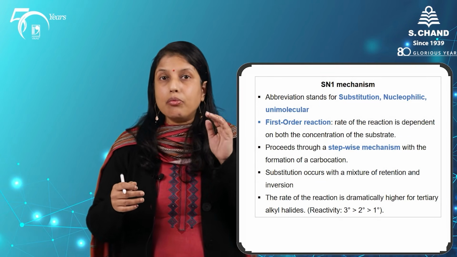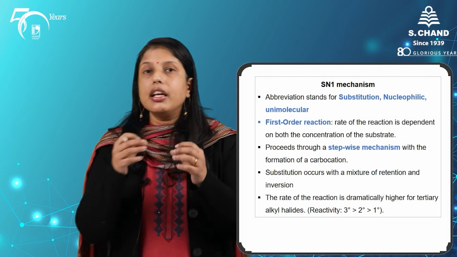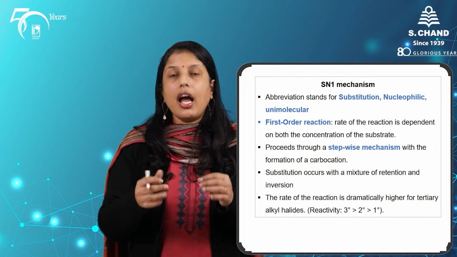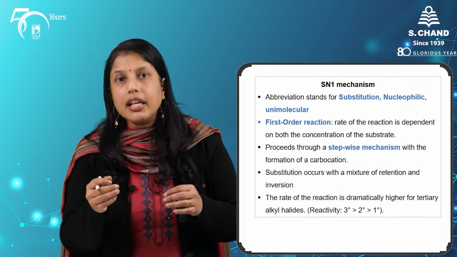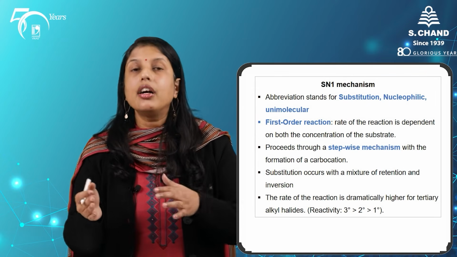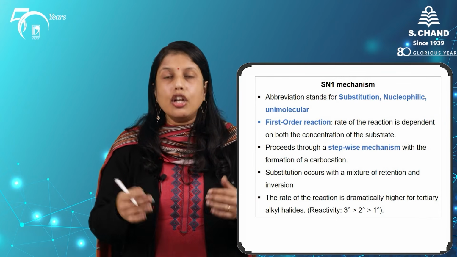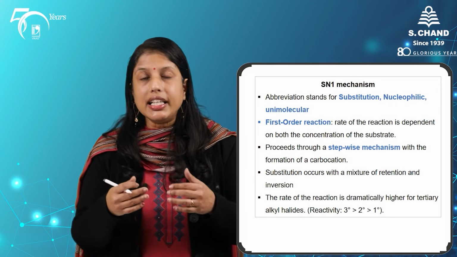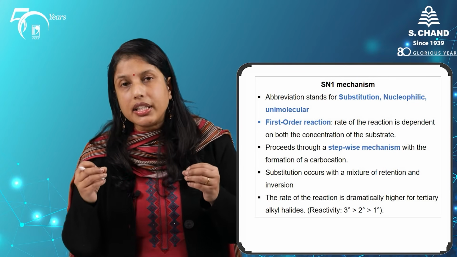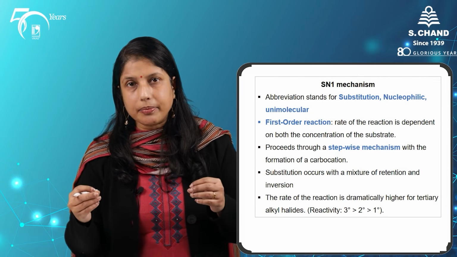But in the SN1 mechanism, you will notice that our intermediate is going to be a planar achiral carbocation. And so our nucleophile can come in and attack from either face. We can have both retention and we can have inversion. So such type of reactions lead to what is known as racemization. So these were the important characteristics of the SN1 mechanism.